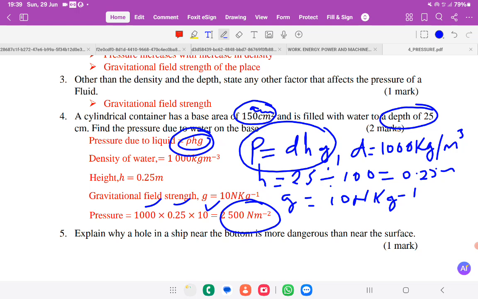All you need is the height, the gravitational field strength, which you must know by heart, but it can also be given to you in an exam. Unfortunately, this question did not give you that. And also you need to know the density of water, which is 1,000 kilograms per cubic meter. Then substitute into the formula, then you find the pressure.